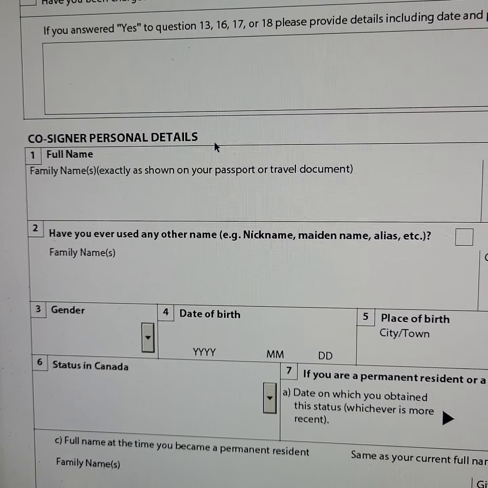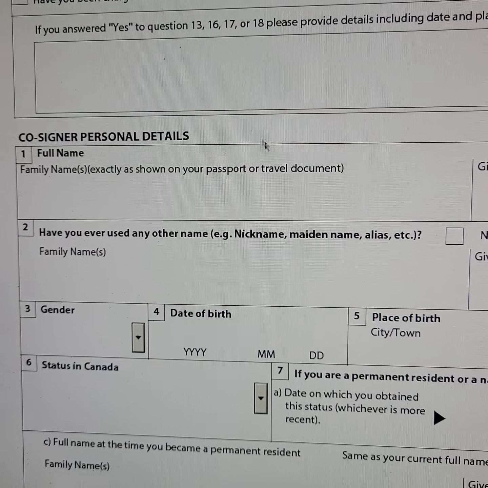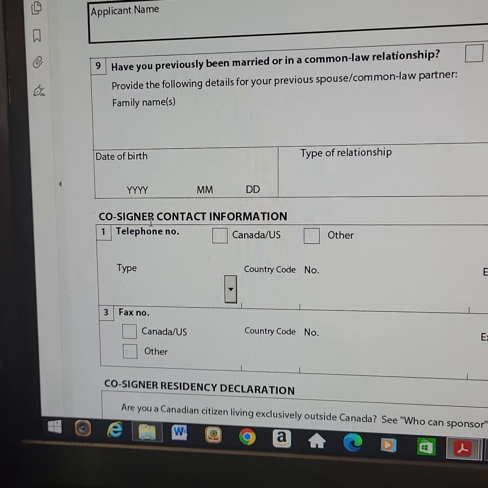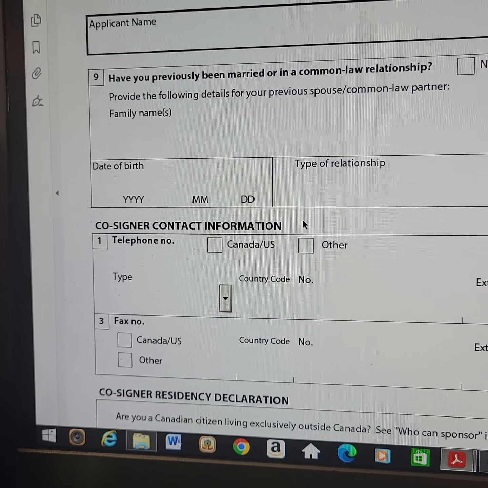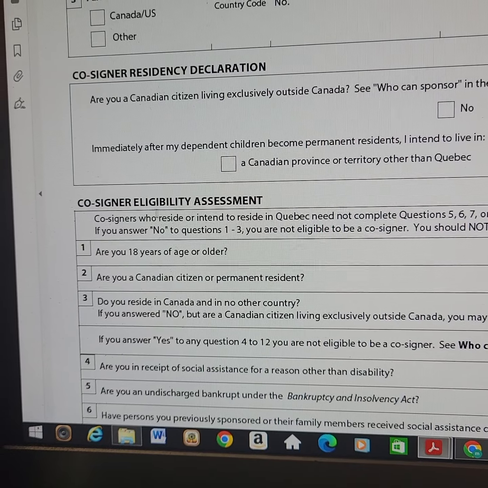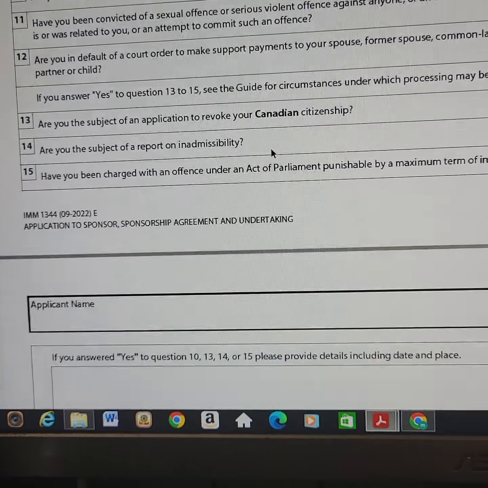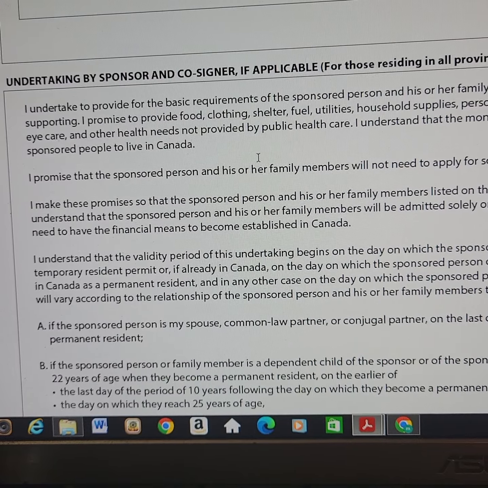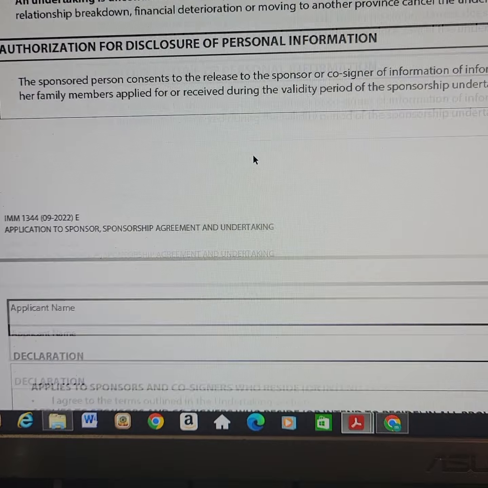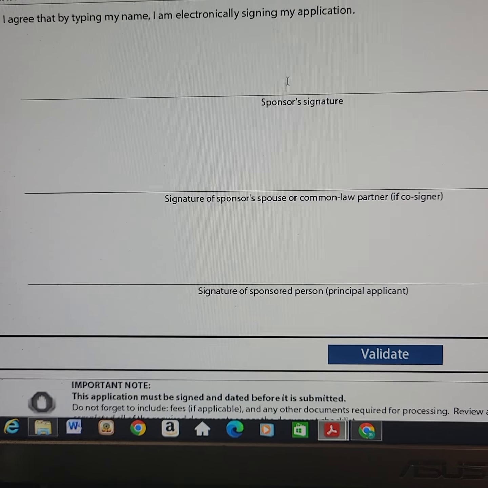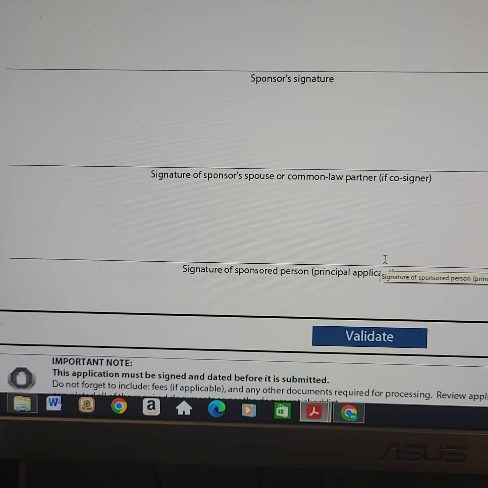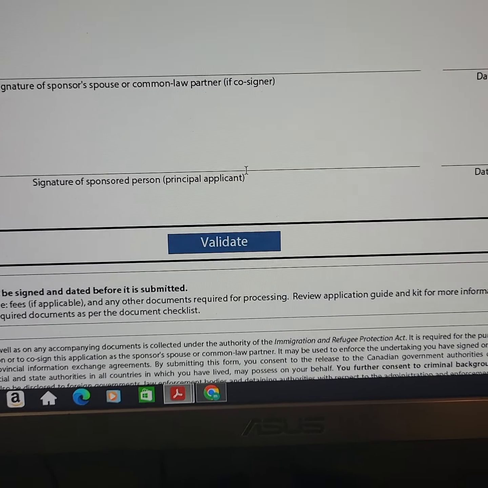So you just, here on the top you put N/A, not applicable, because you don't have a co-signer. And then again, co-signer contact information, again you put NA, co-signer residency declaration NA, co-signer eligibility assessment NA, and everything else stays the same. Okay, so at the end of the application, the form, you have to sign, your sponsor or your principal applicant, your husband or wife, they sign, and that is that.